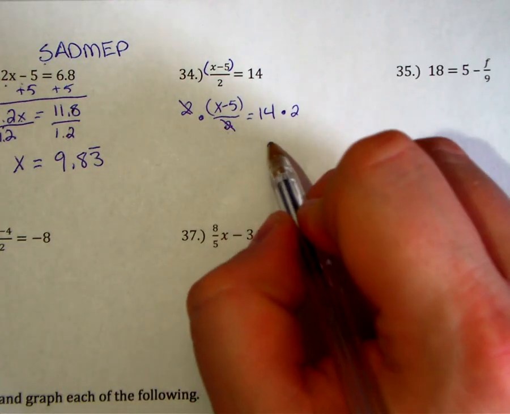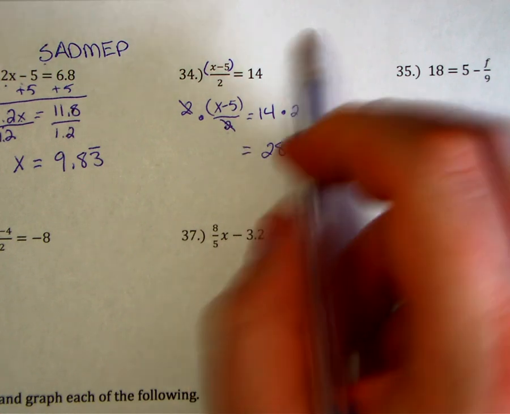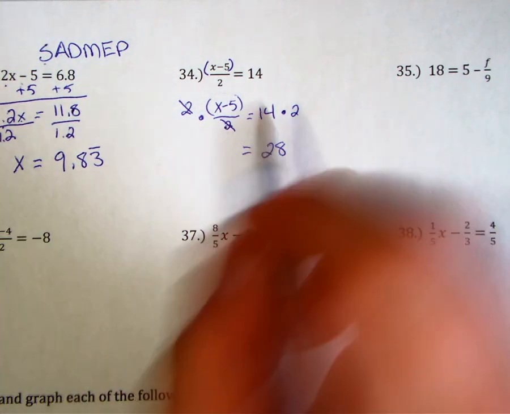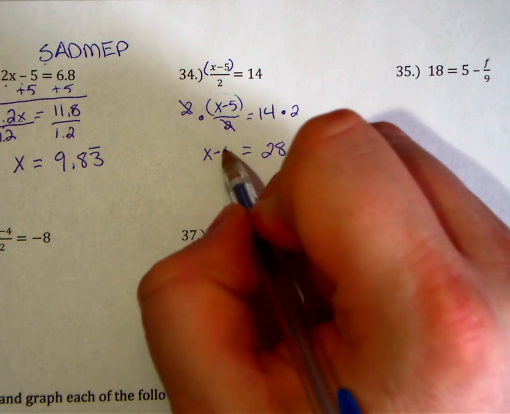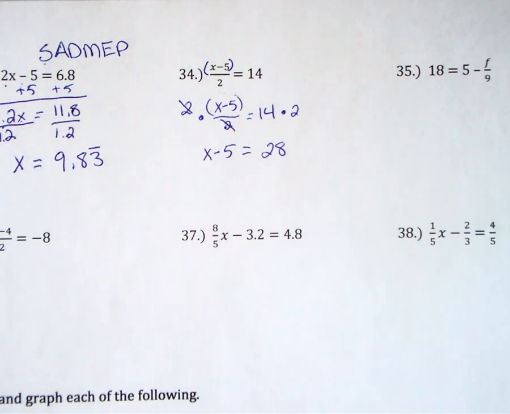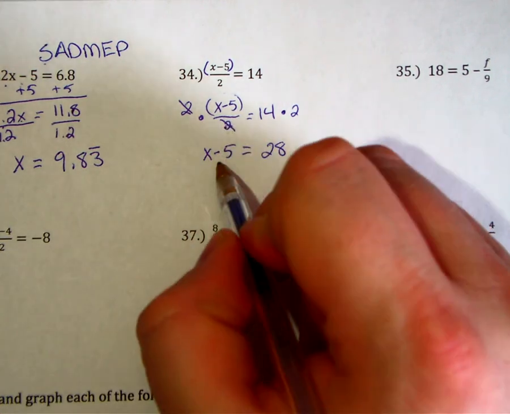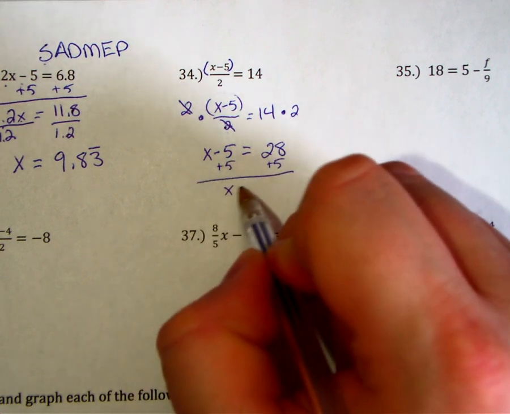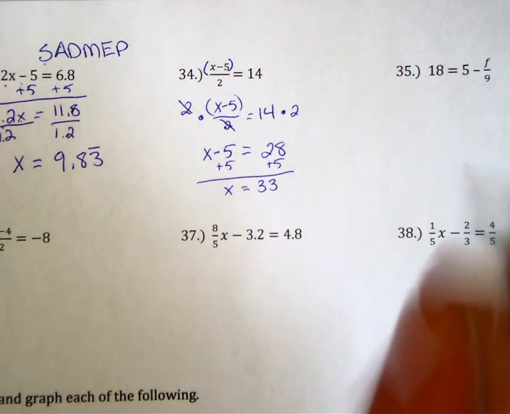So now we have 28 on my right side, and the only thing left on the left side is this x minus 5 that we put in parentheses. And so since it's the only thing left, we no longer need it in parentheses. So we'll add 5 to both sides, and x is now equal to 33.